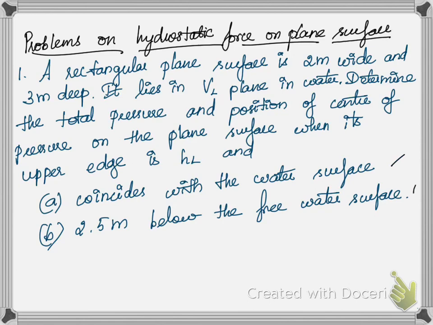So first, we have a rectangular plane surface lying in a vertical plane in water, and apart from that they have given that the upper edge is horizontal. These are the key points we have to note. The first case is the one where it coincides with the water surface, that is, the upper edge is coinciding with the water surface.